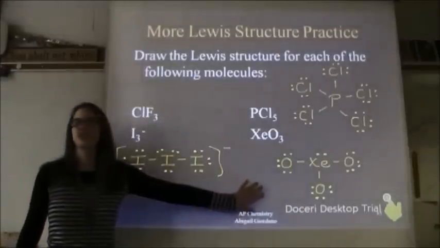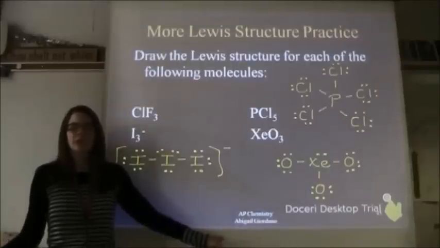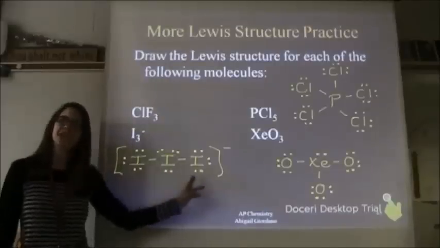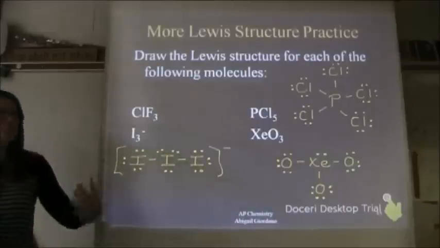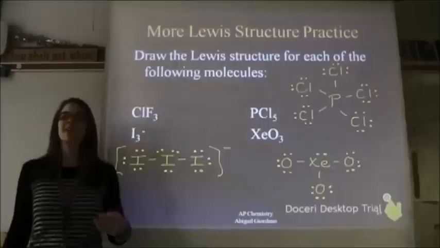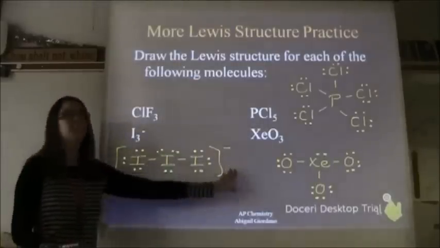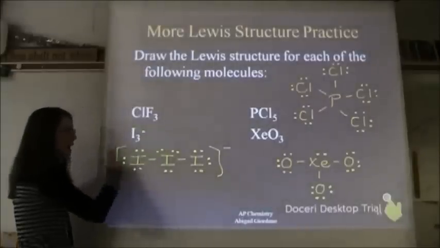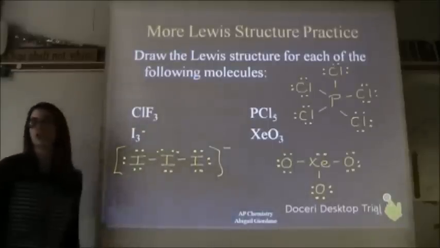But the take-home message here is, did you have to do anything differently? No. I saw a few people trying to put in a double or a triple bond here. Remember, a double and a triple bond is only necessary if something doesn't have enough pairs. These have more than enough. We definitely don't need any double or triple bonds. You fill up your terminal atoms, and any lone pairs left over are put on the central atom.